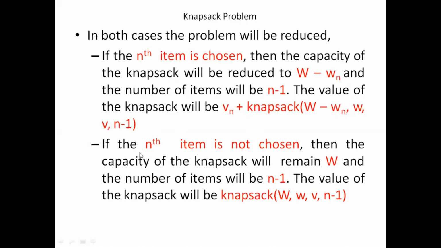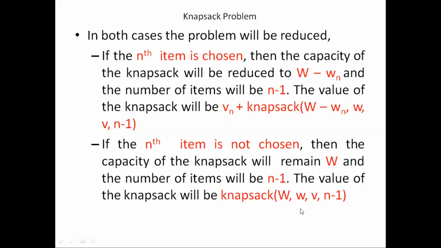Assume that if the nth item is not chosen, then the capacity of the Knapsack will remain capital W. Capacity is not changed because the bag is still empty. I have not added any item in the bag. The bag capacity will remain the same, but the number of items will be reduced because I have decided on one item, I kept it aside. So remaining items, I need to take the decision on the remaining items only. So the number of items is reduced by 1, that is n minus 1. The value of the Knapsack will be Knapsack of W, that is capacity of the bag. It is not reduced. Previously I have reduced it. Weights, values, and number of items is reduced by 1.